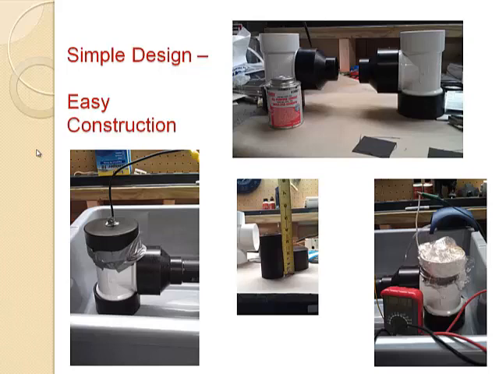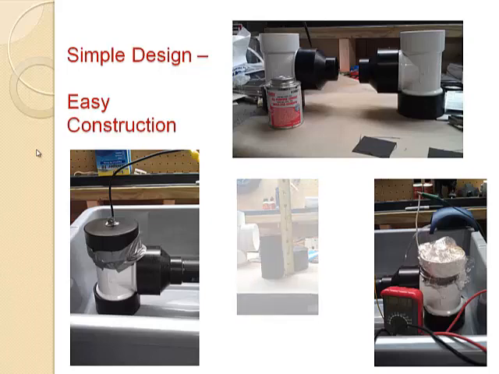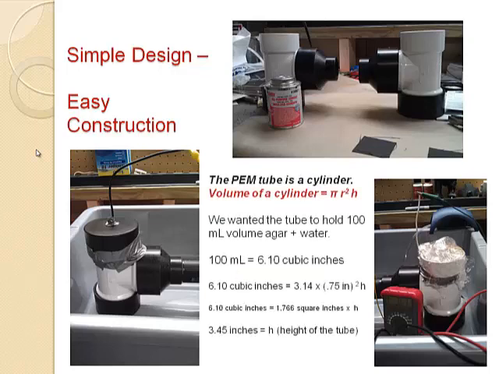The calculations needed to be done to determine the proton exchange membrane, or the salt bridge. That particular tube I needed to cut. Ultimately, it was 3.45 inches. The calculation for that was simply using the volume of a cylinder.